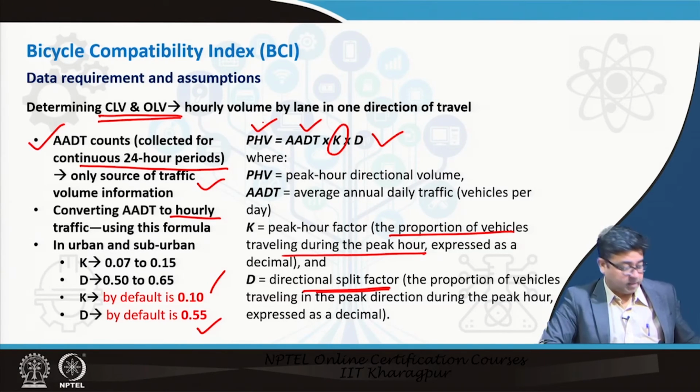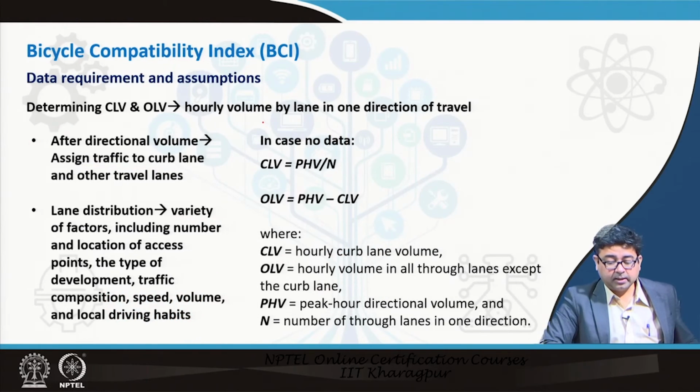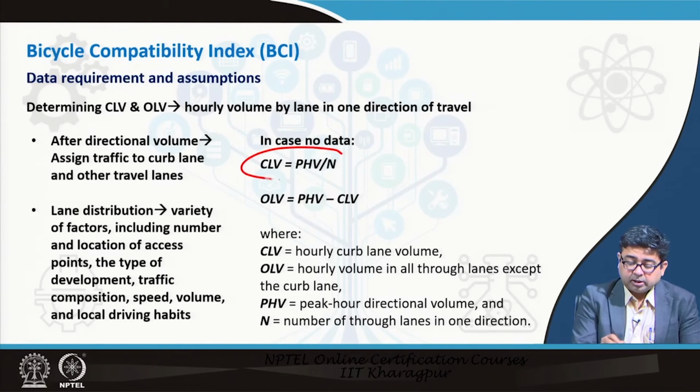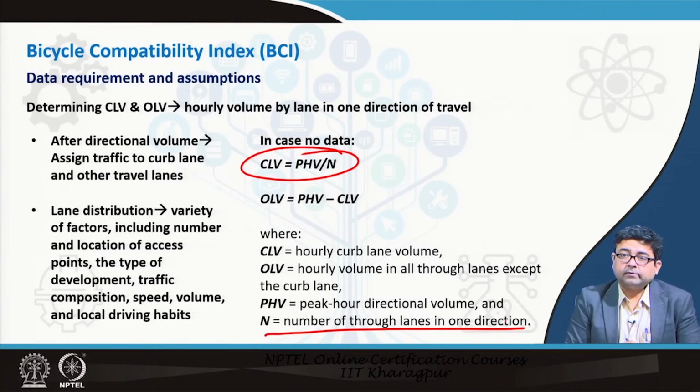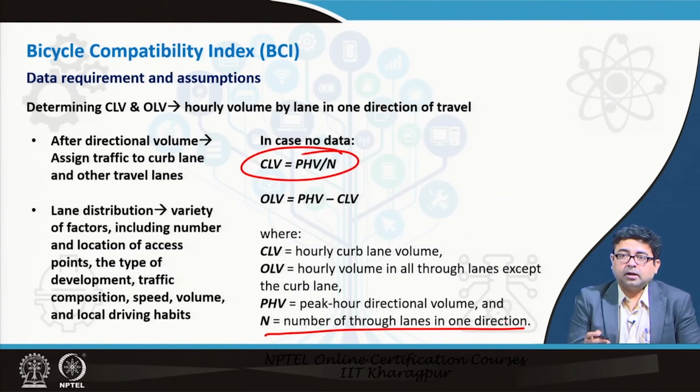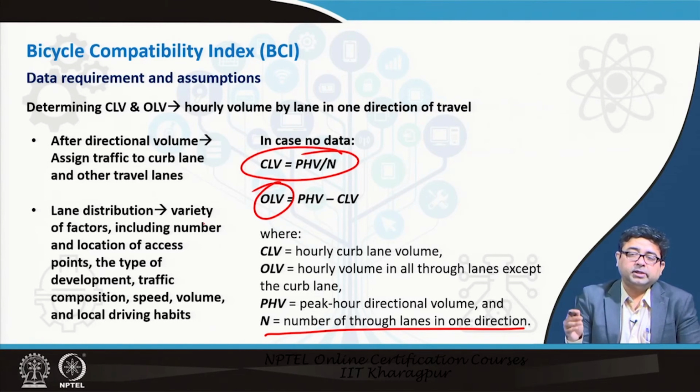Once you know the peak hour volume, you can then use it to calculate the curb lane volume by simplistically dividing it by the number of lanes in that direction. And if you have only 2 lanes, then the rest of the volume is going in the other lane, whereas if you have more than 2 lanes, then you can just sum up the other volumes to be in the other 2 lanes.